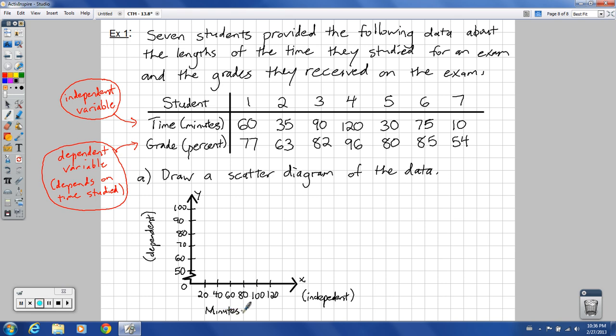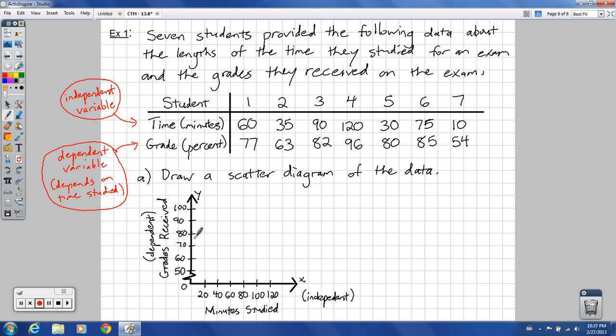So let's write those things in. Minutes studied, and then I'm going to write it here and rotate it and put it over here, grades received. Make sure you write that there, grades received, minutes studied here. Again, these y values are dependent upon the minutes studied values.